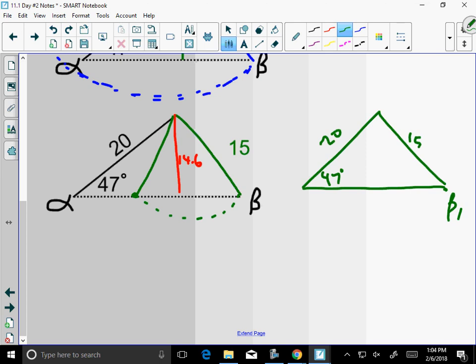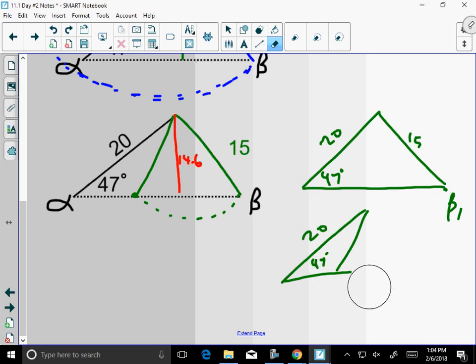The other triangle formed will still have a side of 20, an angle of 47, but then it'll have this obtuse angle here. We're going to call that angle beta 2.